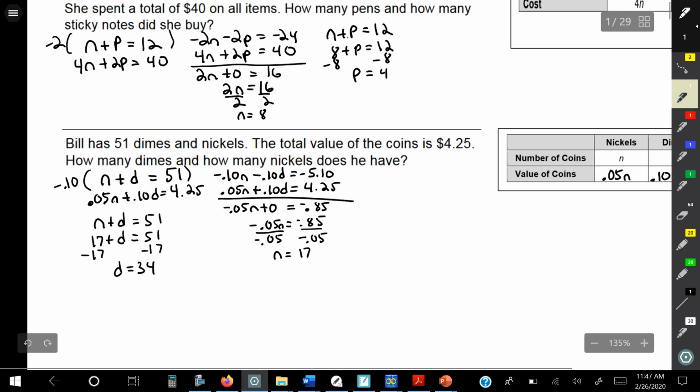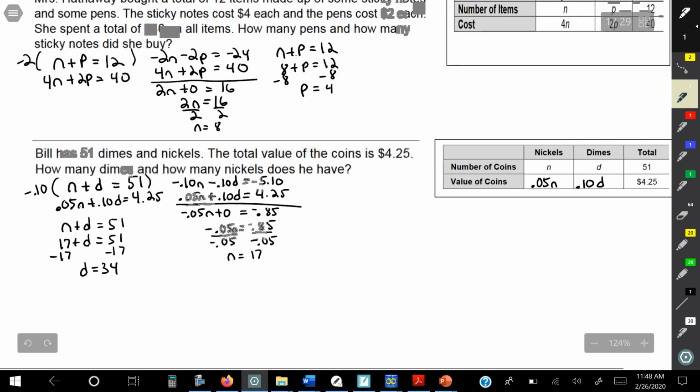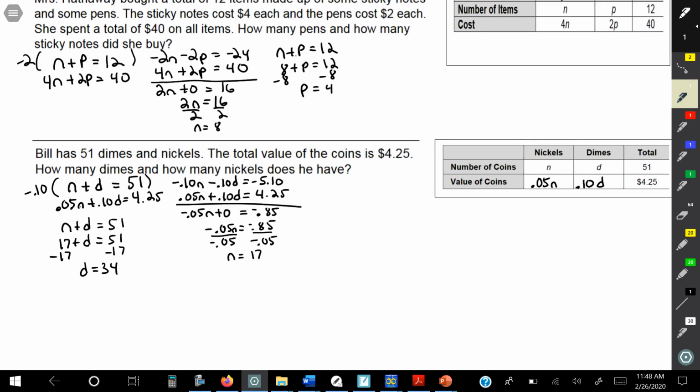All right. So that is modeling a system of linear equations, a couple of examples here.